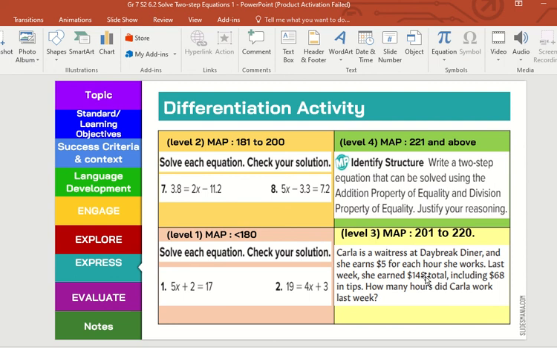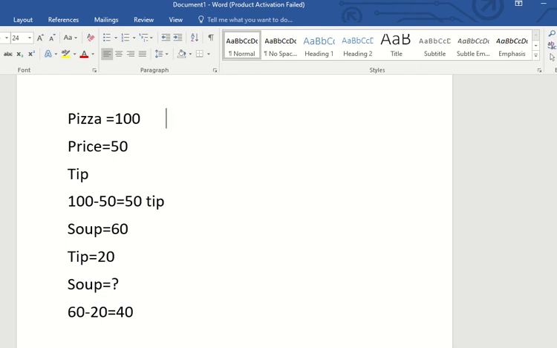Same like this, she has earned a total of 148, but it includes the tip of 68. So what was the actual price? She earned $148, but 68 is the tip. Can you tell me the actual price she has earned? When we subtract the tip from this, do calculate it. 80. Okay, good. So here the actual price that she has earned is 80.